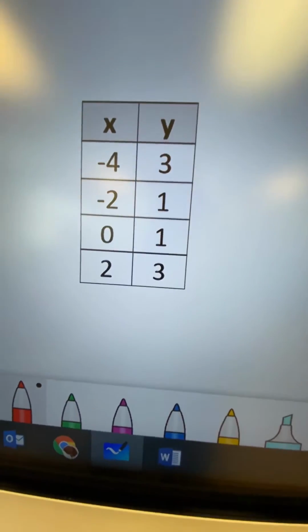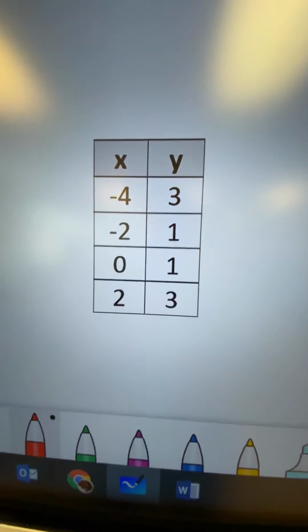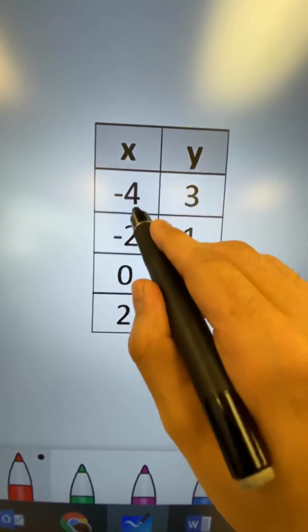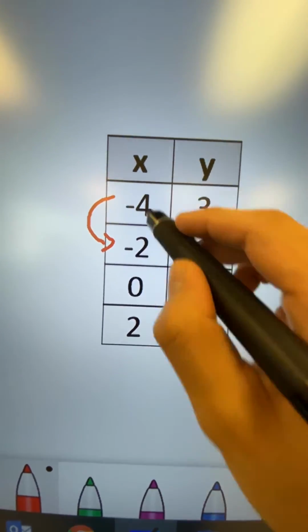Here we have a table and they're asking us to figure out, is this a linear function or not? And the way we're going to do that in the table format, I like it because what you're going to do is just evaluate the x values and check, okay, to get from this number to this number, how much did it change by?